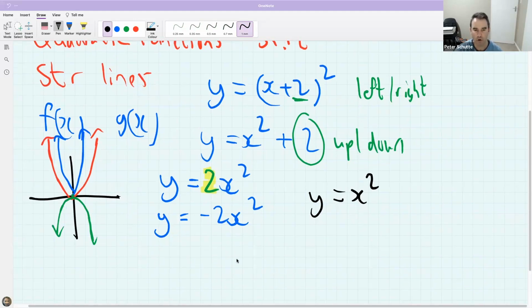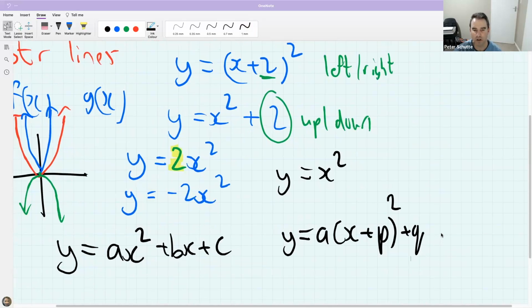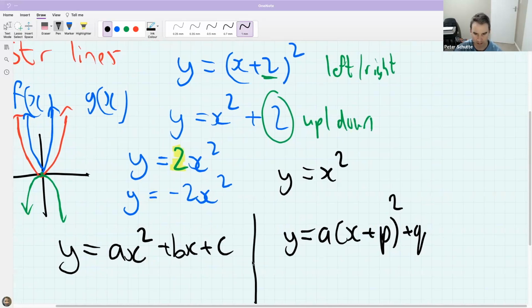And so when we talk about parabolas, what we're going to move on to today is the standard form of a parabola and a turning point form of a parabola. So this is called the standard form of a parabola. And this is called the turning point form of a parabola. These two can be equivalent, but sometimes they give it to you in this form, and sometimes in this form.